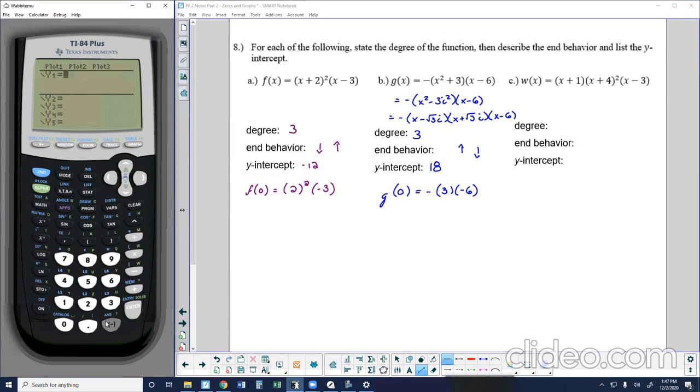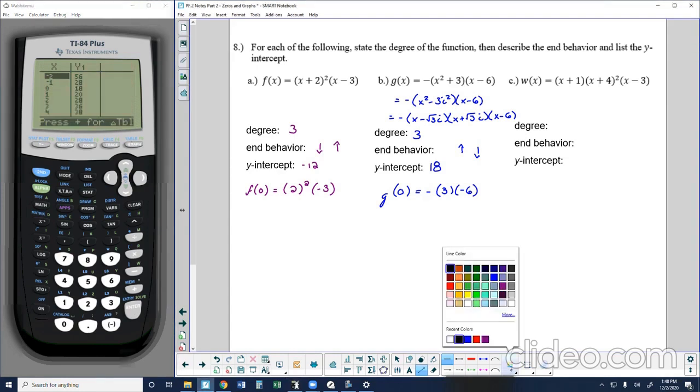So in my calculator, I can do negative x squared plus 3 times x minus 6. I can see my graph here. It doesn't give me a great picture, but I can zoom out and see that I do have the end behavior correct. I can look at the table and see my y-intercept is correct. So if you get this concept, go ahead and pause the video and see if you can complete C.